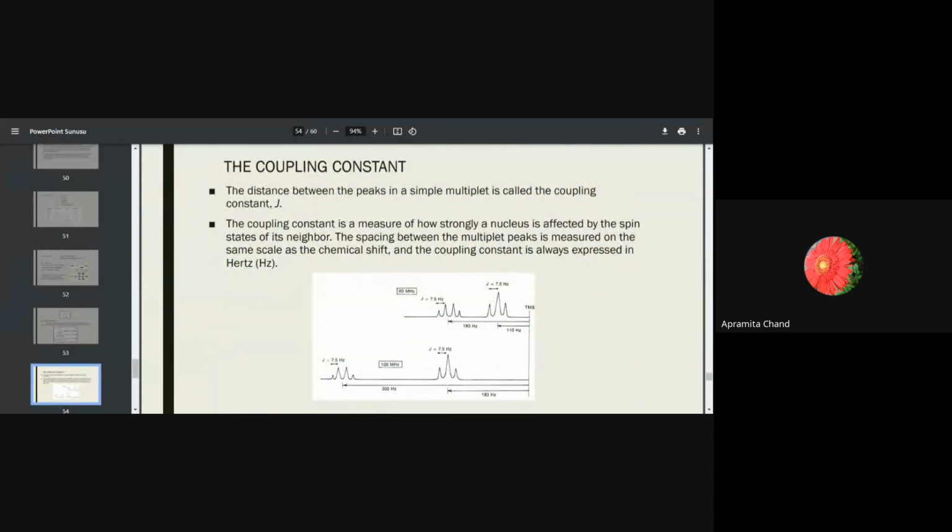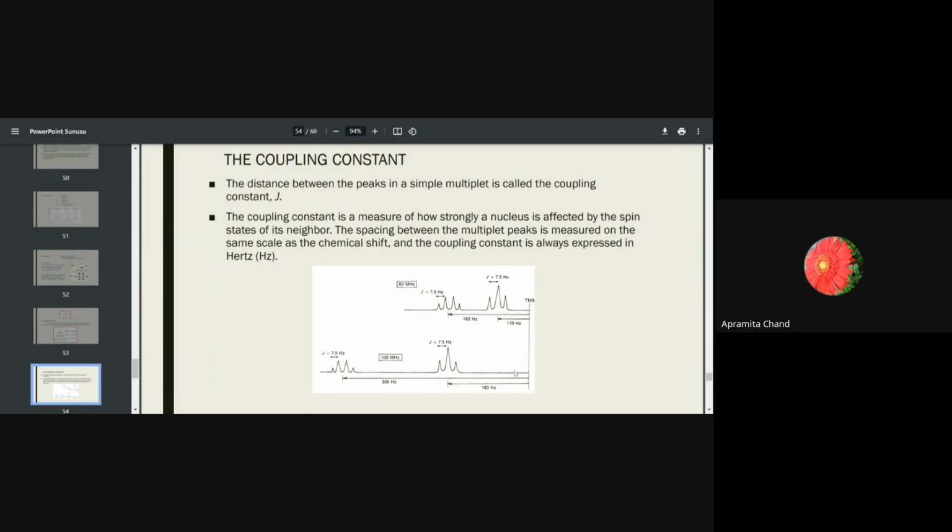Now, this is another important aspect of the spectra, that is the coupling constant. Now, what is the coupling constant? You have triplets, adjacent peaks in a simple multiplet. It can be a triplet, a quartet. So, what is the distance between the adjacent peaks in a multiplet? That is known as the coupling constant.